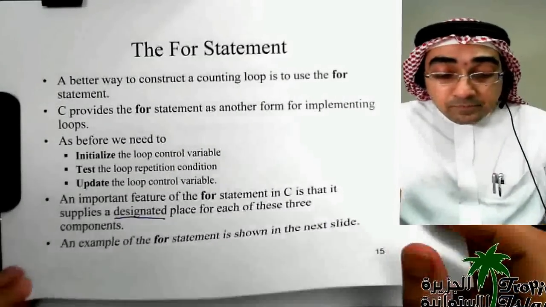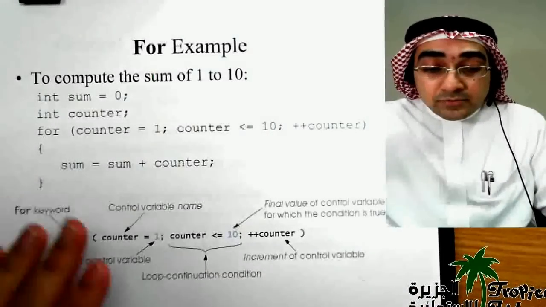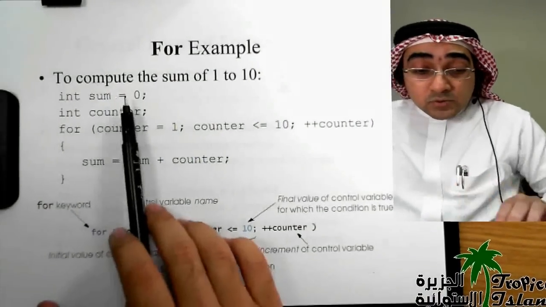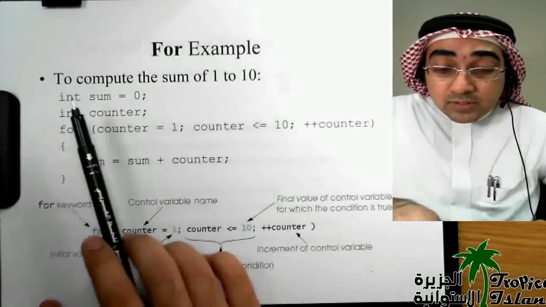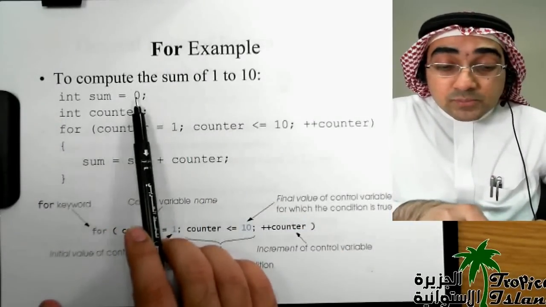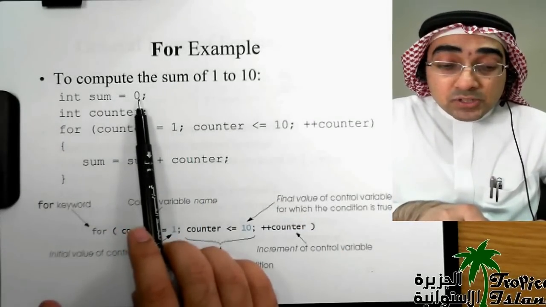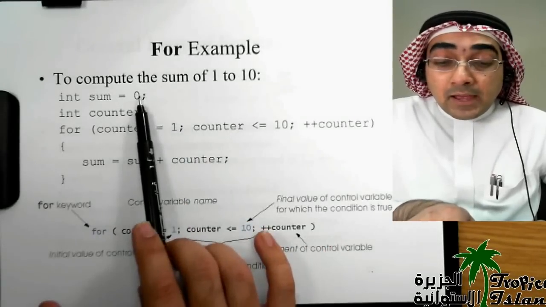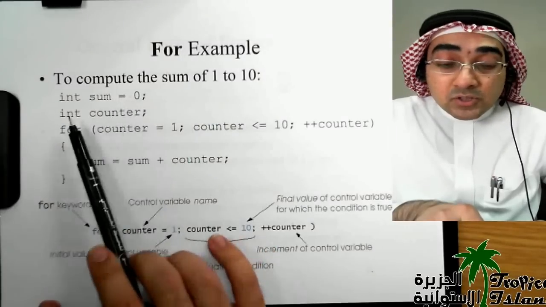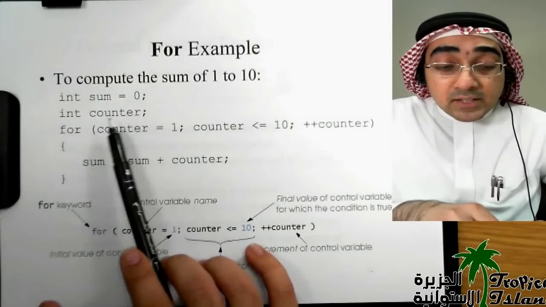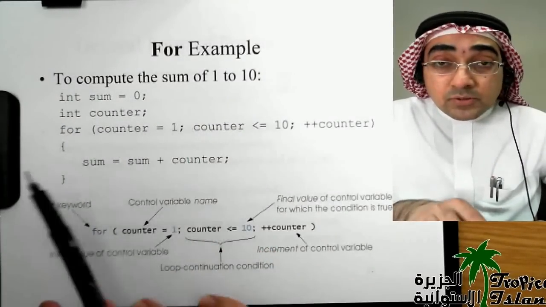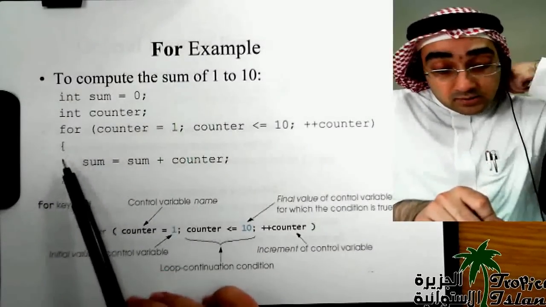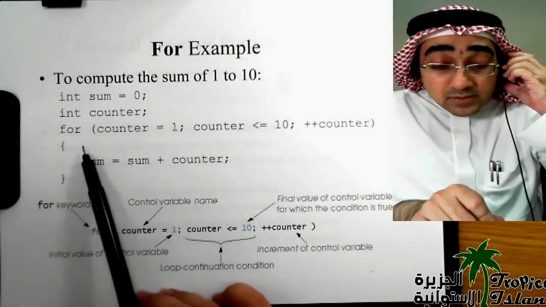Okay, so the example of a for loop that I'm going to show you is this one. I want to compute the sum from 1 to 10, and I say integer sum is equal to 0. This is my initialization. I initialize it to 0 because I'm going to do a sum, and 0 is the identity of the sum. And then I declare a variable int counter, so I'm going to go into the memory and reserve a place for counter. Now I say for, and this is how I write my for loop.